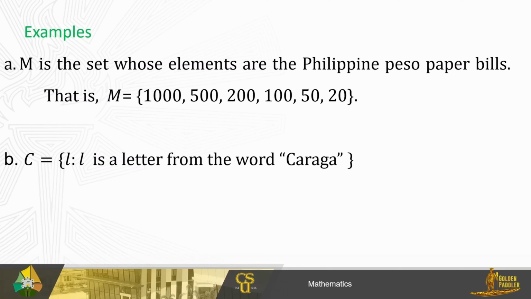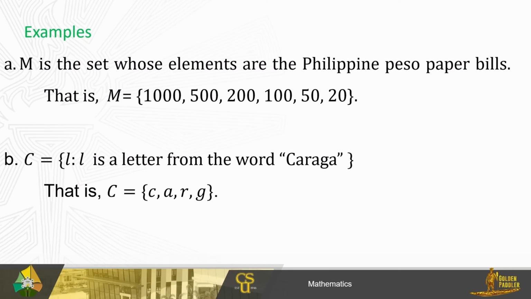Another example, C is a collection of all letters from the word Caraga. So if we read this, C is a set of all L such that L is a letter from the word Caraga. We can write the elements of set C by listing the elements. So we have C is equal to the curly brackets, and then you write the letters of the word Caraga. We have C, comma, A, comma, R, comma, G.